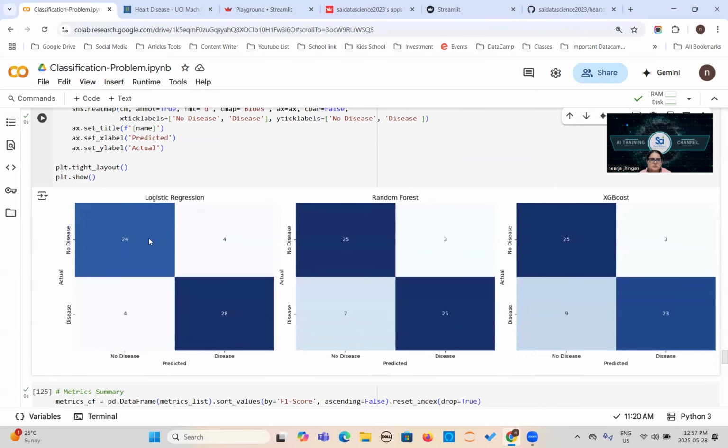Now look at the result. So this is your logistic regression. For no disease, the actual value is 24 with no disease, and my model was able to predict the 24 correctly. Now for the disease, the actual value is 28, and it is able to predict 28 correctly. But it is saying 4 not correctly. This means 4 values are incorrect: the patient has heart disease, but my model is saying they don't have heart disease.